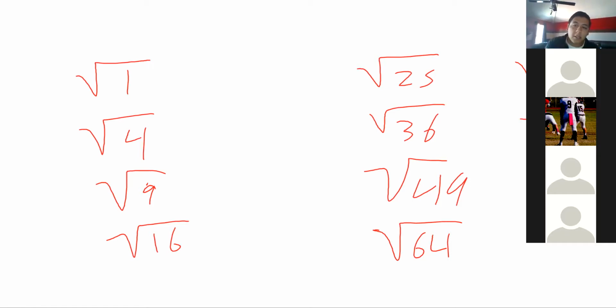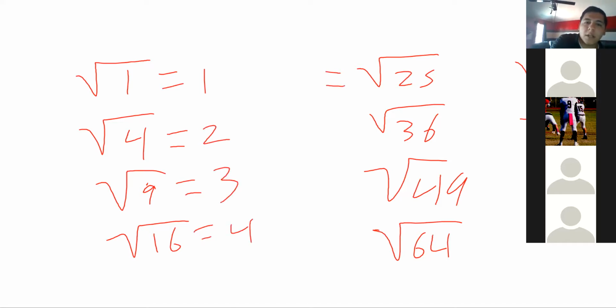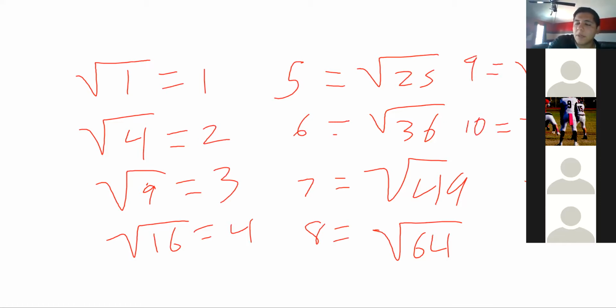So these are what we call perfect squares. If we take the square root of 1, that's 1. The square root of 4 is 2. Square root of 9 is 3. Square root of 16 is 4, and so on: 5, 6, 7, 8, 9, and 10. You could actually keep going and say 121. It's the next one, 144. That's 11, and that's 12.